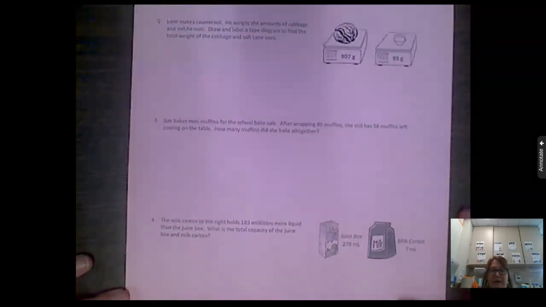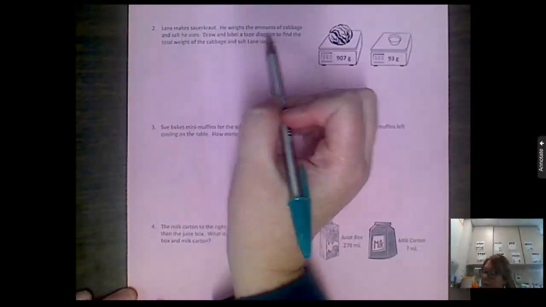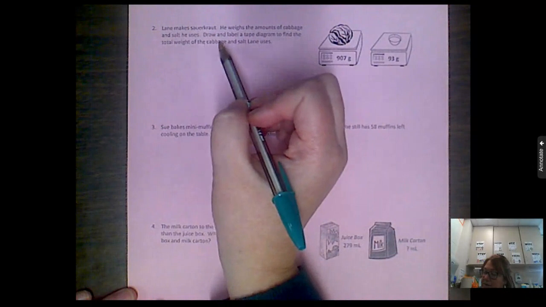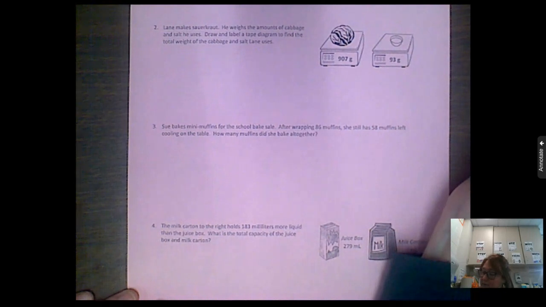And what do we have on the back? We have some word problems, right? So maybe you want to start these out with me and then see if you feel comfortable to branch off onto these on your own, okay? So let's take a look. Number 2, Lane makes sauerkraut. He weighs the amount of cabbage and salt he uses. Draw and label a tape diagram to find the total weight of the cabbage and salt Lane uses.